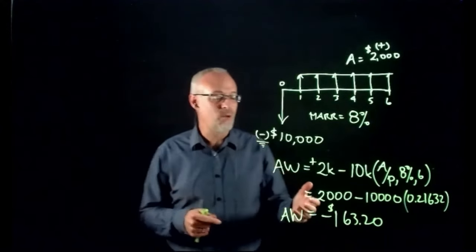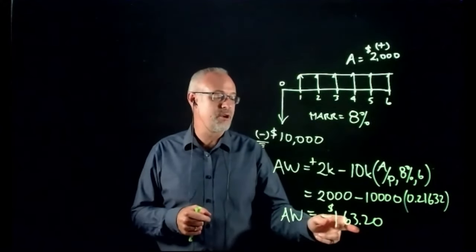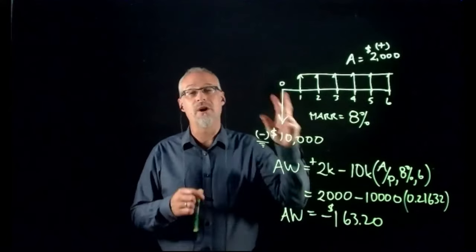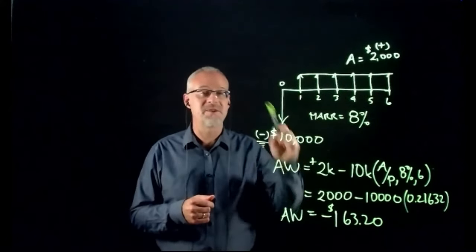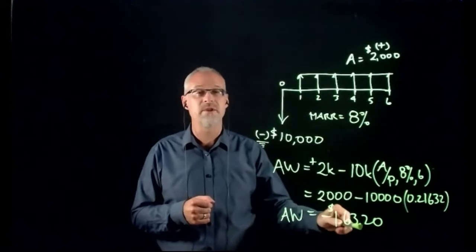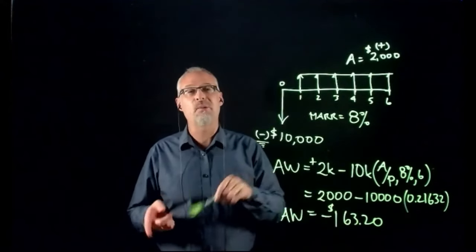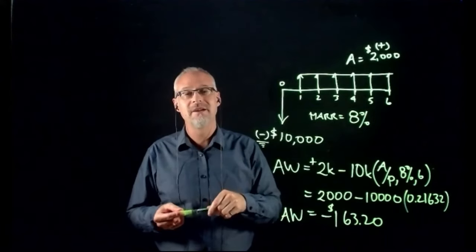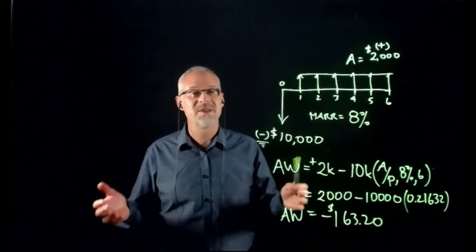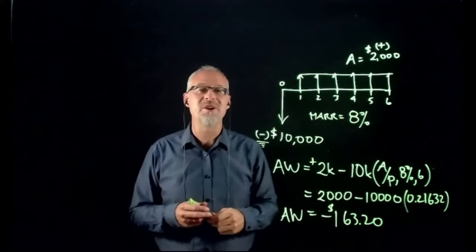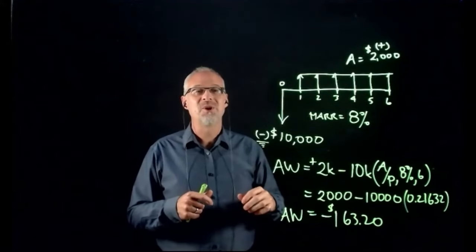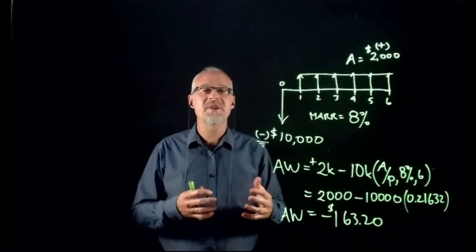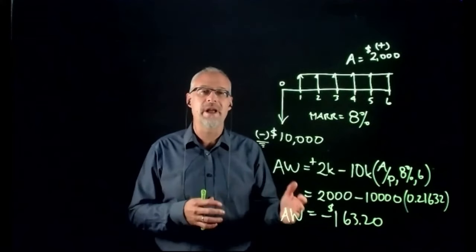Interestingly, if I were to take $163.20 and draw a new cash flow diagram that just had 6 payments, 6 down arrows of 163.20, and I find the present worth of that, it would end up being negative $754, the same thing that we got in the present worth calculation. Okay, so anyway, we can draw the same conclusions using present worth or annual worth.